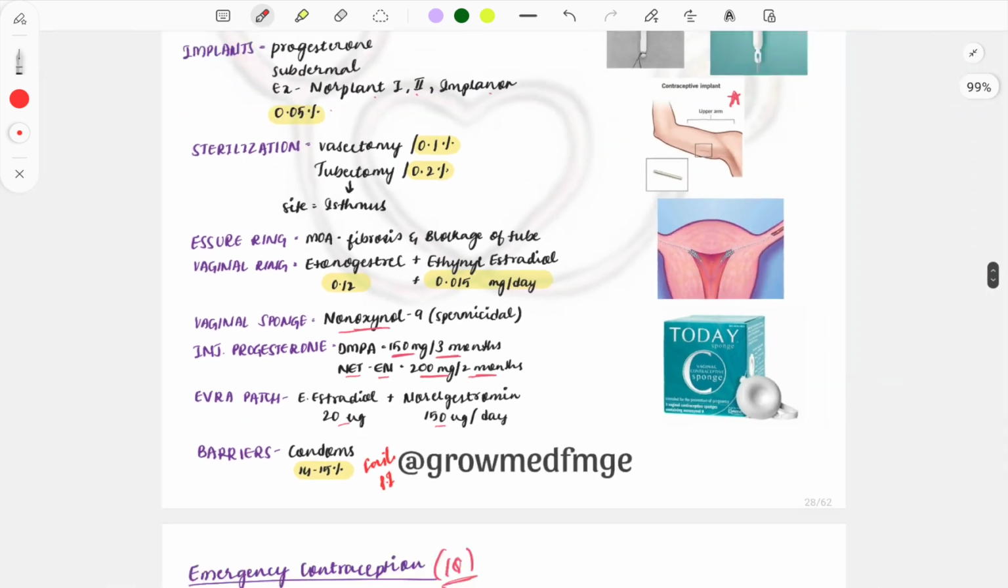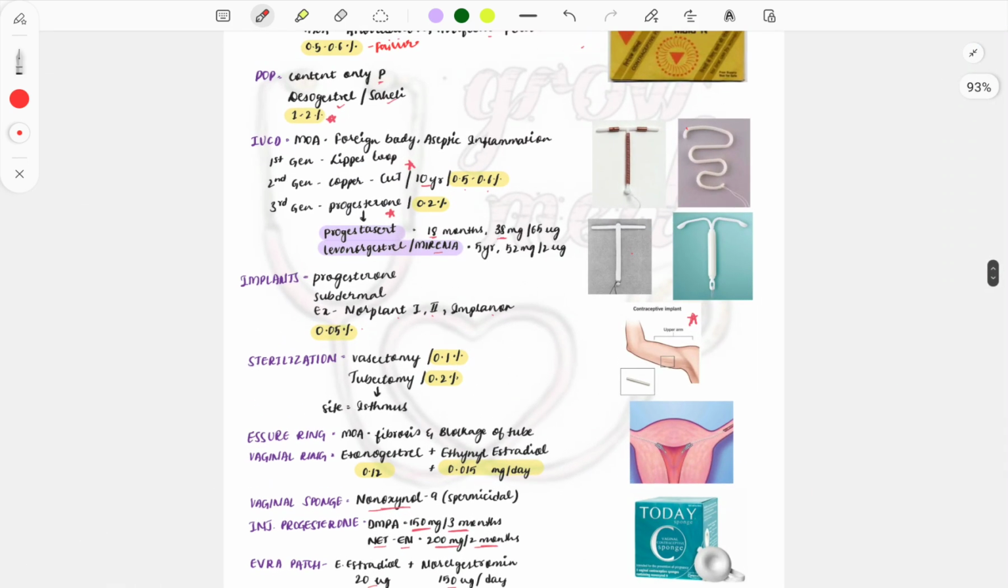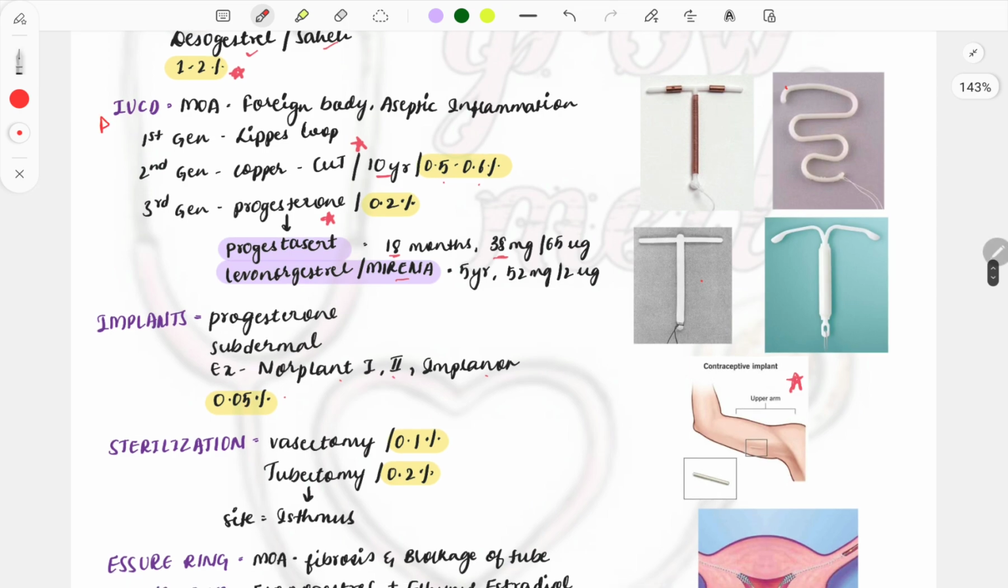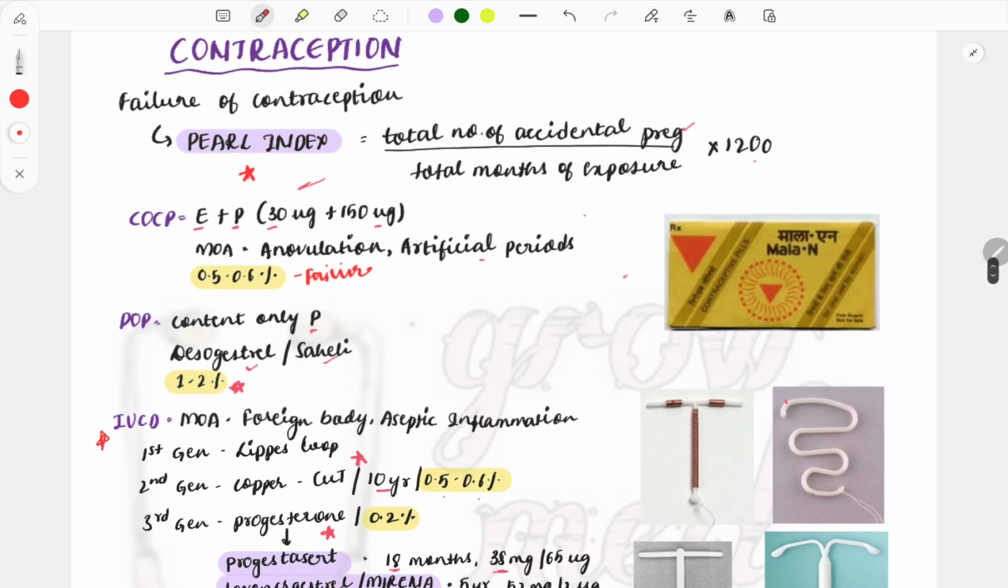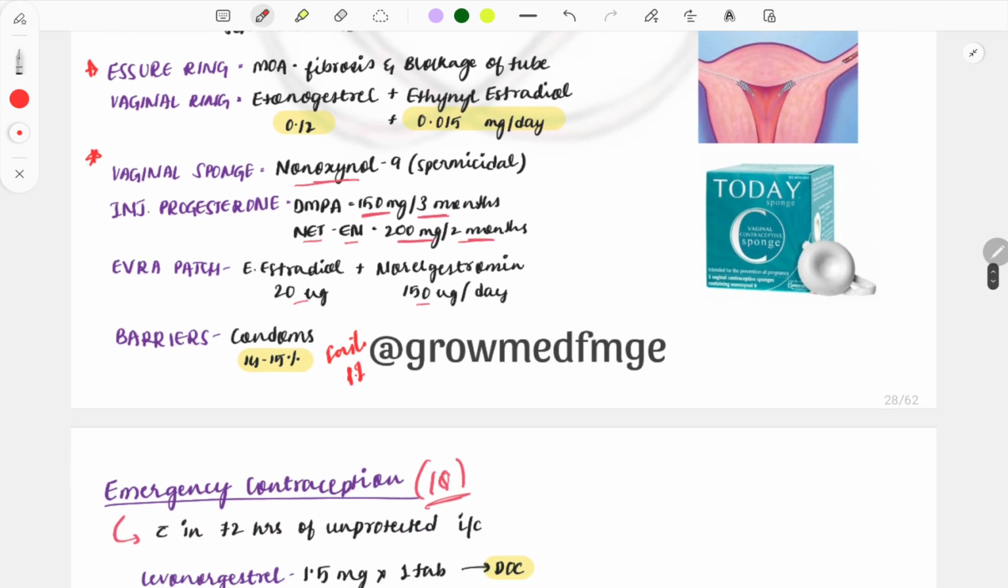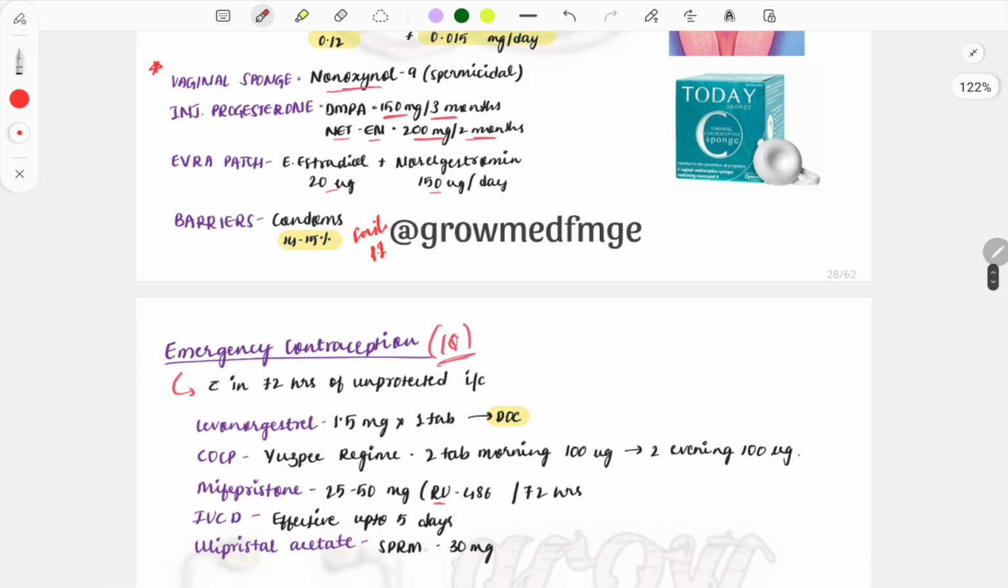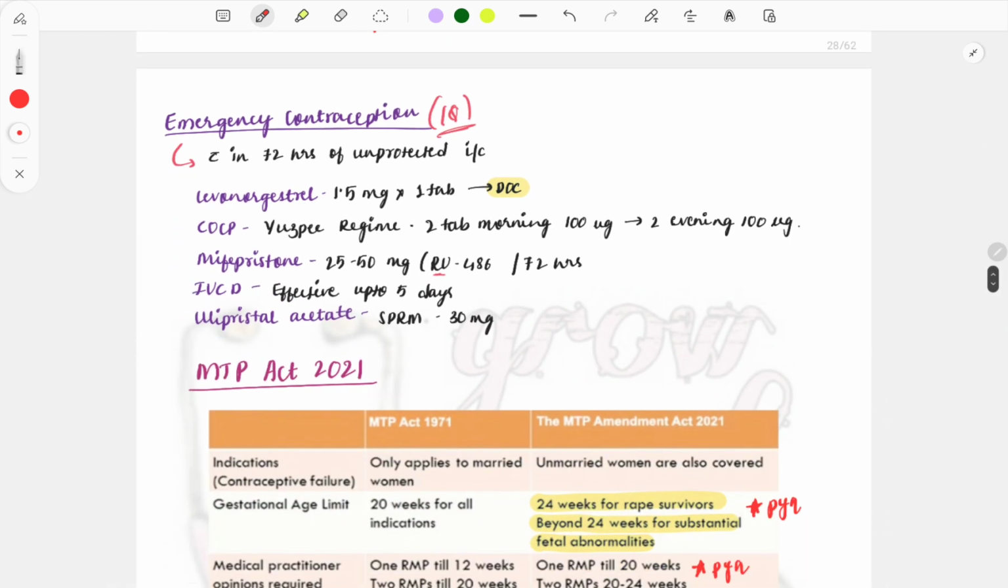So from contraception you need to mainly focus on the IUDs, then the sterilization techniques, the vaginal ring, the vaginal sponge and the COCPs. Barriers also, because barriers have the highest failure rate.